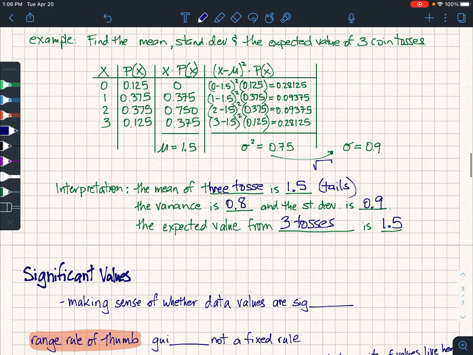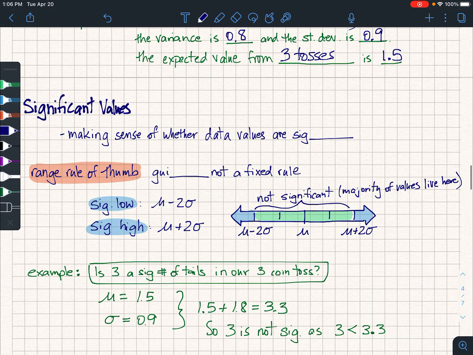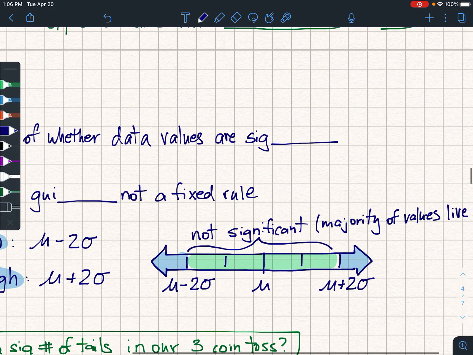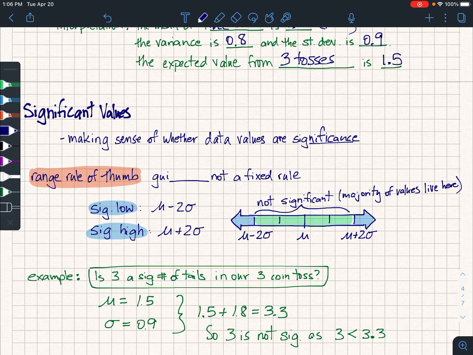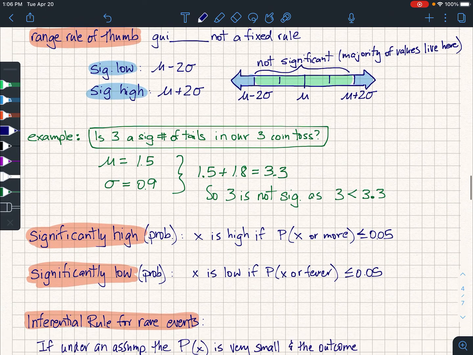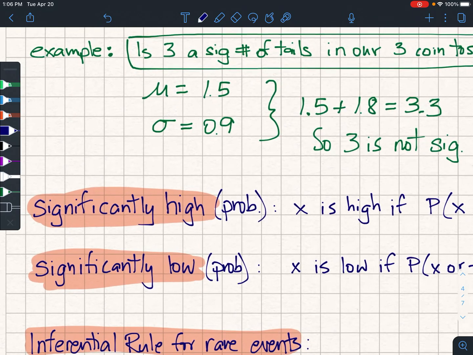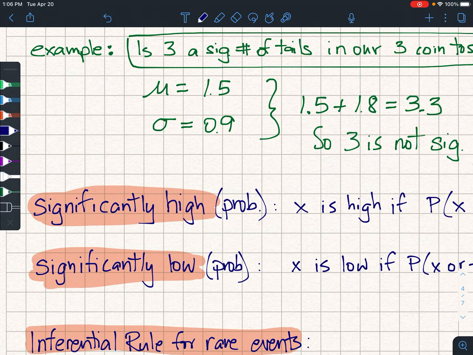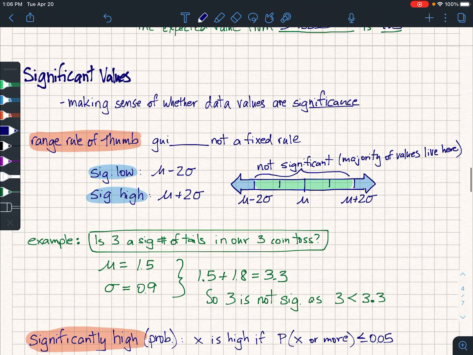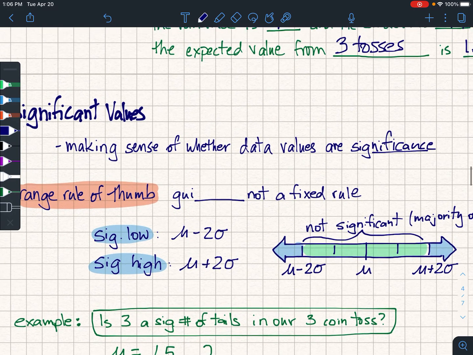All right. Finally, what makes a particular value significant? And so we're trying to make sense of particular data items that are given to us. All right. First of all, we have a range rule of thumb, and then later on we have what we would call significantly high and significantly low probabilities. These should be somewhat familiar to us because we've seen this before.